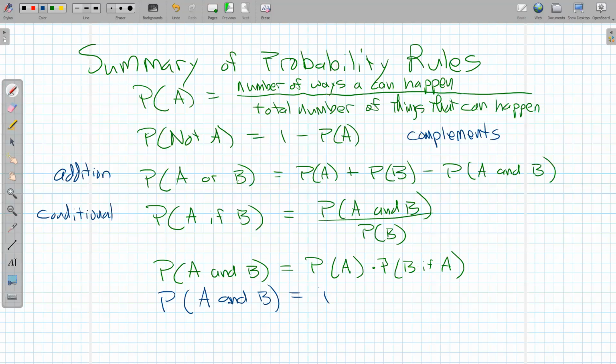If I consider B first, it would be the probability of B happening. Then I have to consider A if B already happened. So we have a couple of different ways to think about that one. And these are called the multiplication rule.